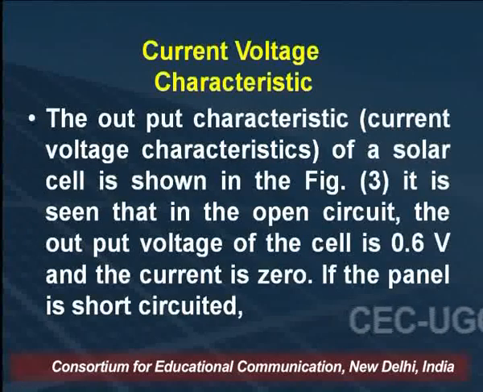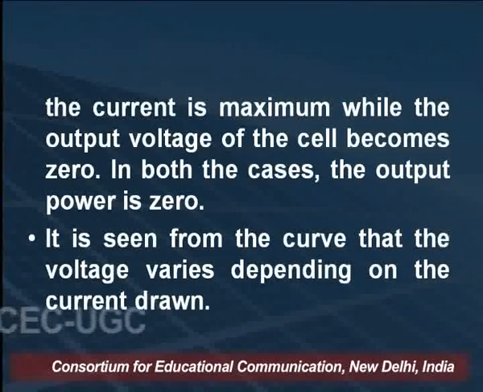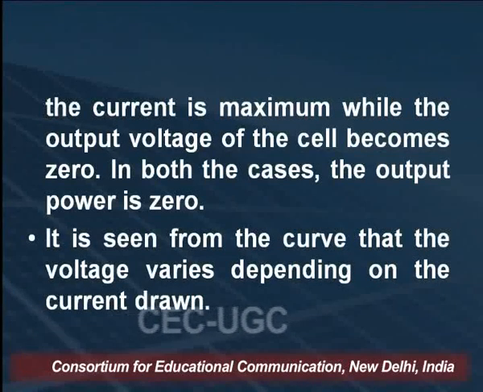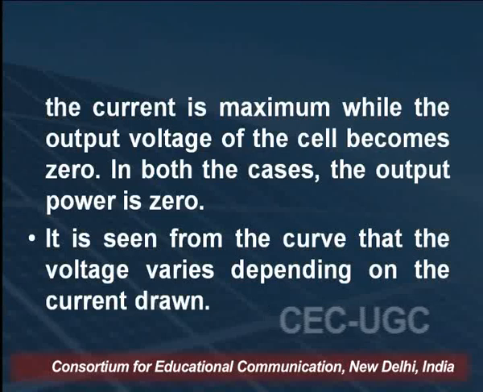Here we have two conditions: first the current is 0, then the voltage is 0, so the power will be 0, as power is the product of the voltage and the current.